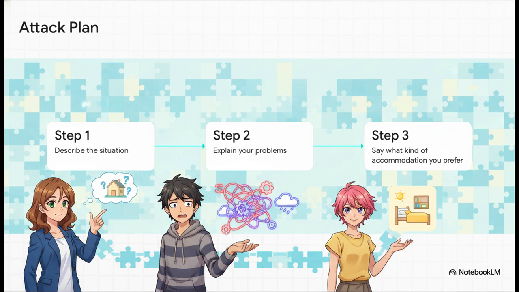Step 1, describe the situation. Step 2, explain your problems and why it's difficult to work. And Step 3, say what kind of accommodation you would actually prefer. If you tackle these strictly chronologically, maybe dedicating a short little paragraph to each one, you're going to easily hit that 150-word minimum and fully answer the prompt.